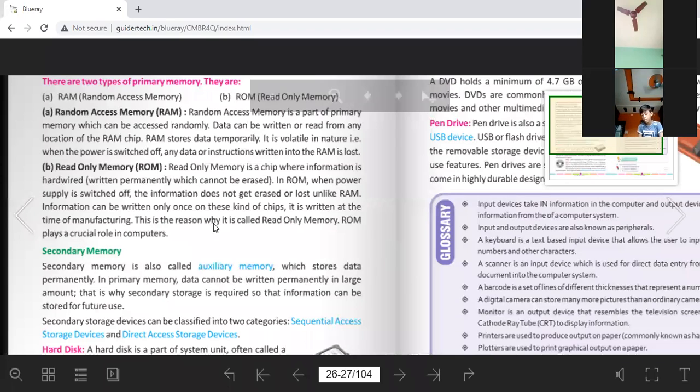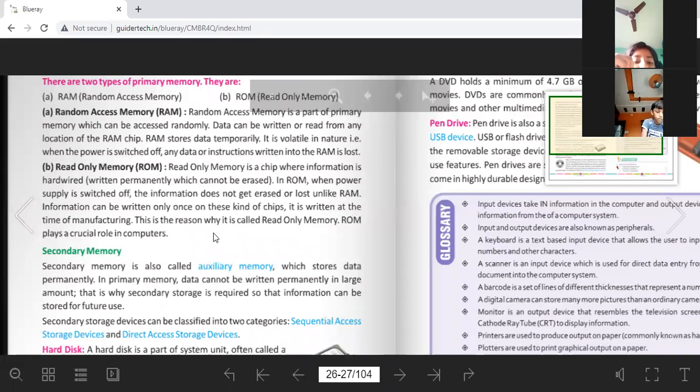Next is ROM, that is read only memory. Read only memory is a chip where information is hardwired, that is written permanently, which cannot be erased. In ROM, when the power supply is switched off, the information does not get erased or lost. Unlike RAM, information can be written only once on this kind of chip. It is written at the time of manufacturing. This is the reason why it is called read-only memory.